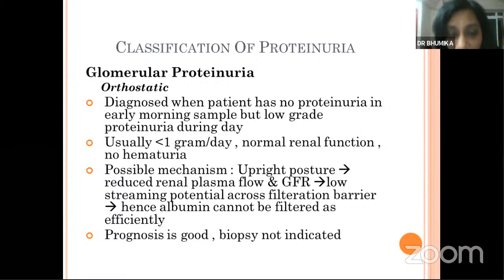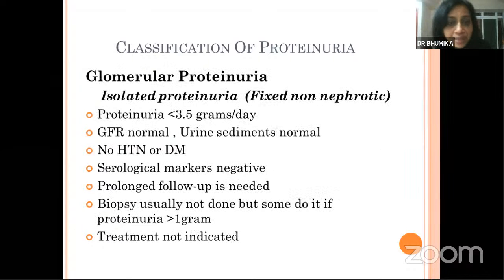Hence, albumin cannot be filtered efficiently and then appears in urine. The prognosis is good. When we counsel patients, we have to tell them not to be scared, and the prognosis is good. And generally, biopsy is not indicated in this orthostatic proteinuria. Then comes isolated proteinuria. It is a fixed non-nephrotic.